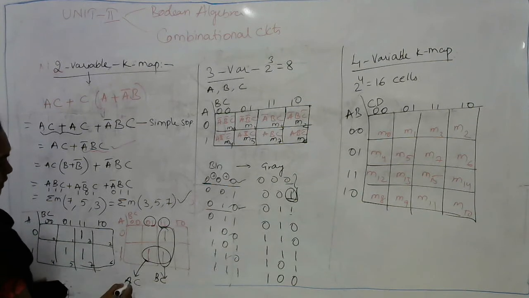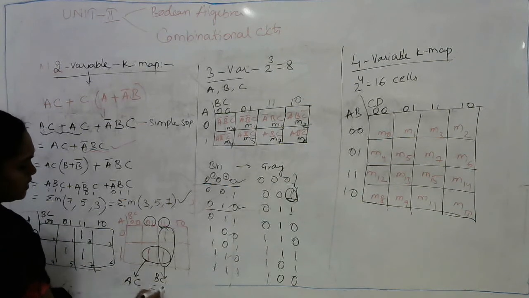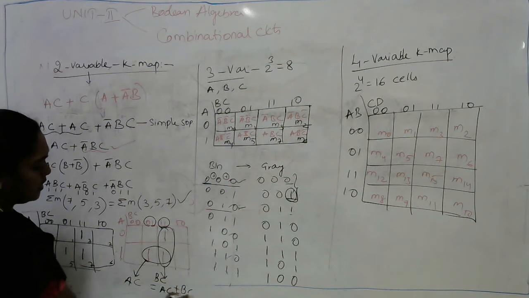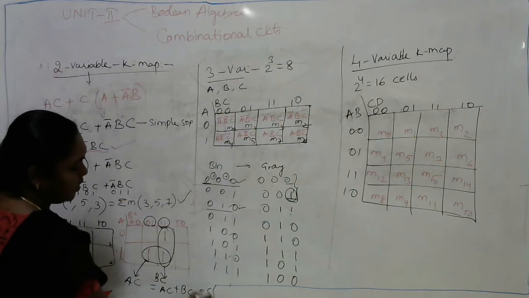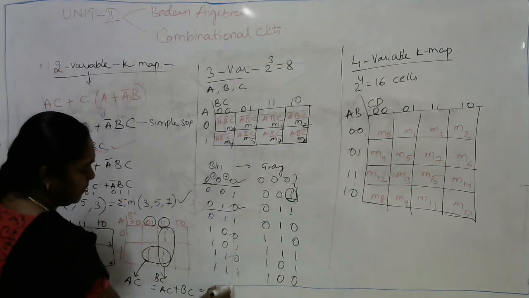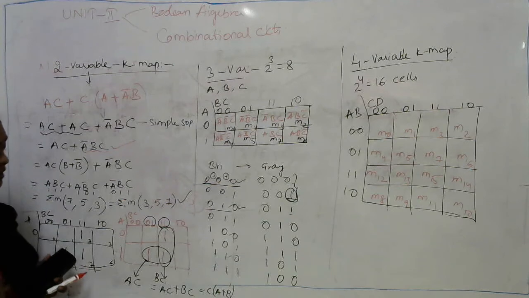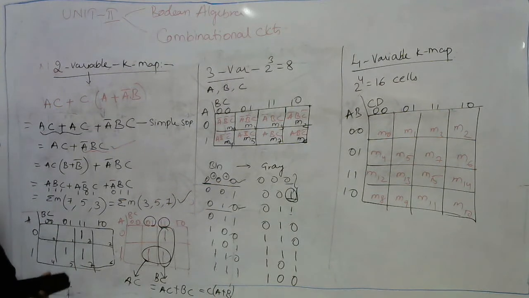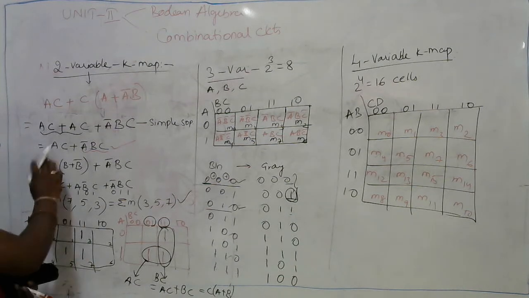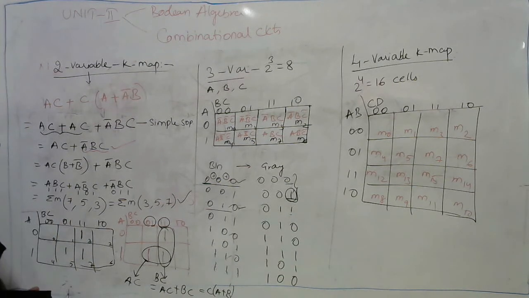Or in other words, I can say that the expression is AC plus BC, or if you take C as common, you will be writing it as C(A plus B). Either you can write it in this way or in this way. Both are one and the same. So this is how to simplify Boolean expressions by using a K-map. This is all about 2 variables as well as 3 variables.